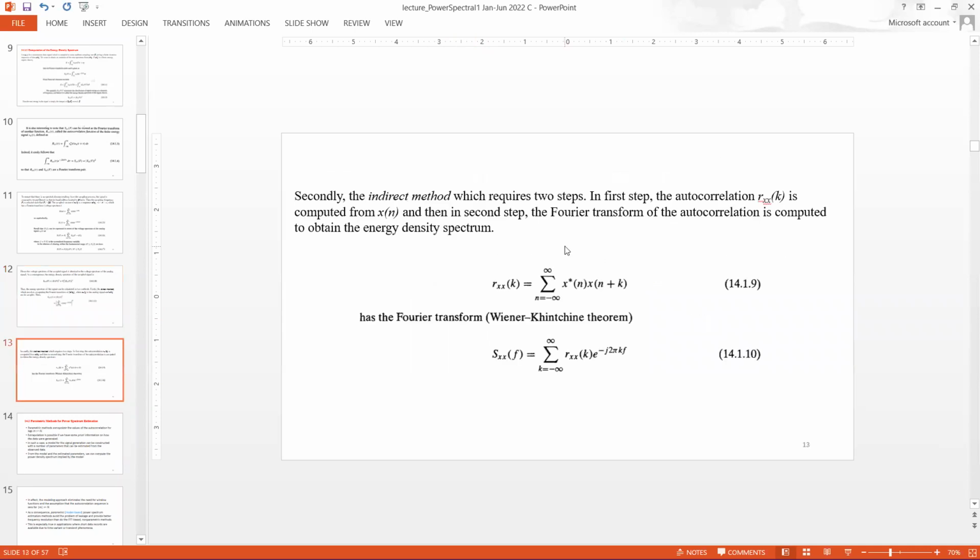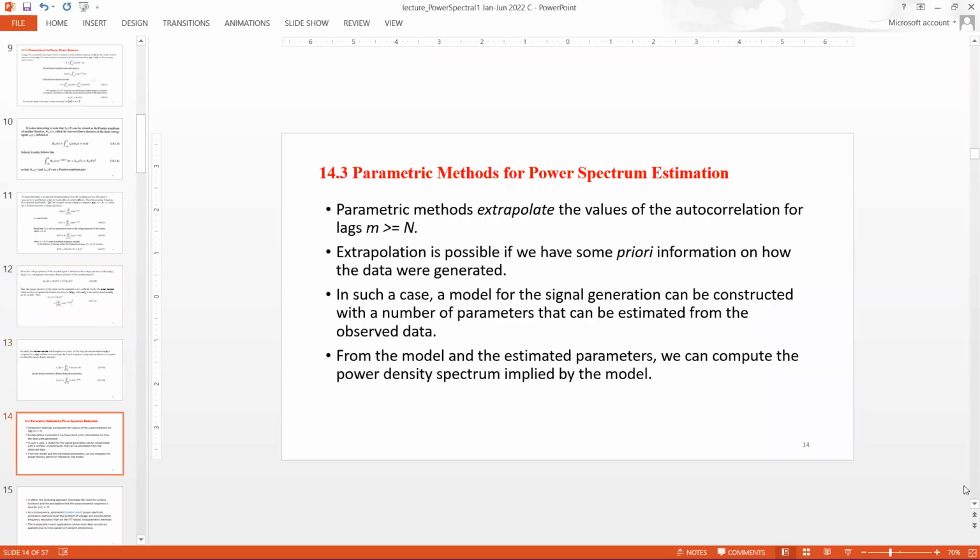The other way, the indirect method: first we determine Rxx for the signal xn, then we find out the Fourier transform. So we do one more step in the indirect method. There are two ways of determining the power spectrum.